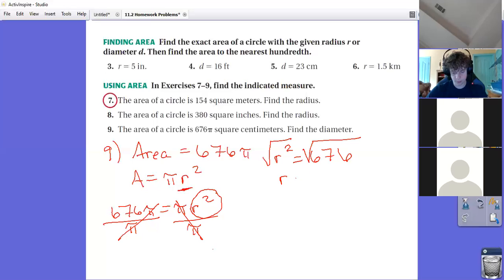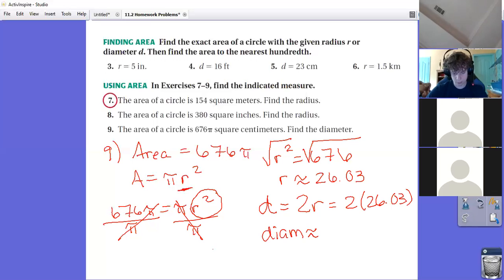Once you put that in your calculator, you should get approximately 26.03. But that's just the radius. You have to get the diameter, which is twice the radius. I'm just going to multiply 26.03 times 2. So the diameter is approximately 52.06 centimeters.